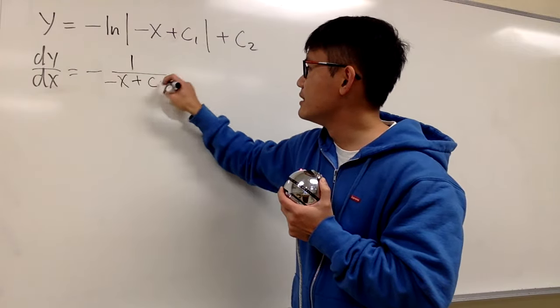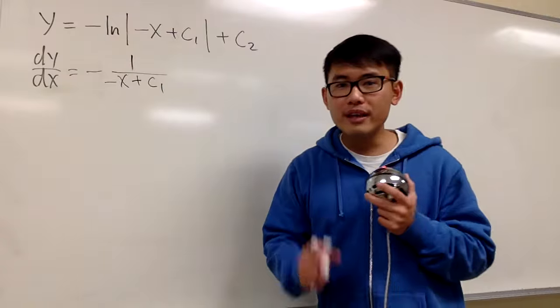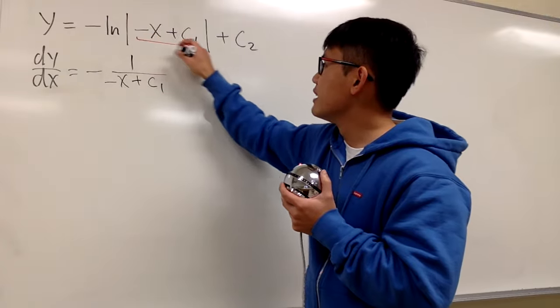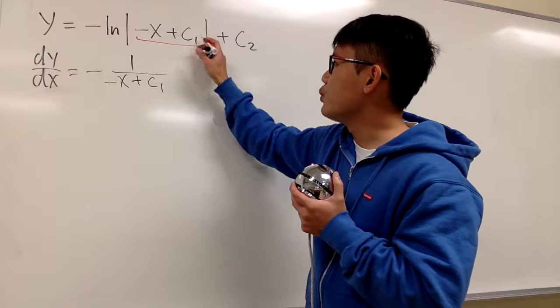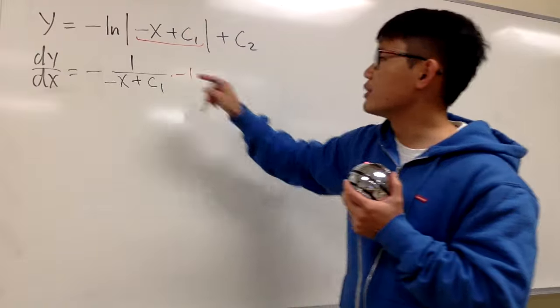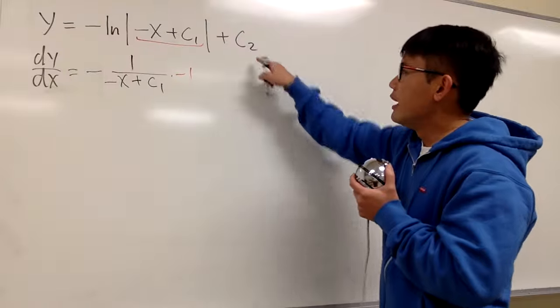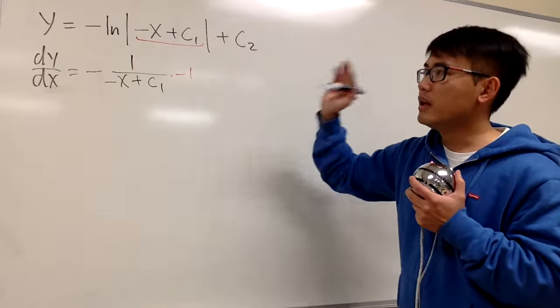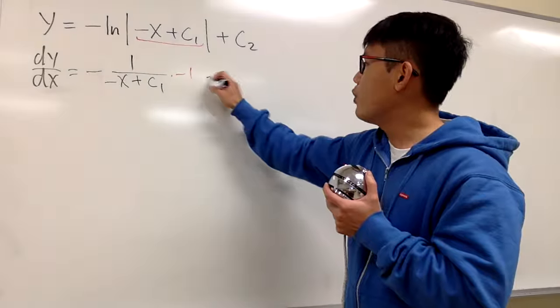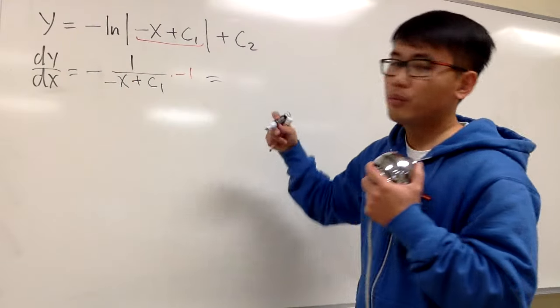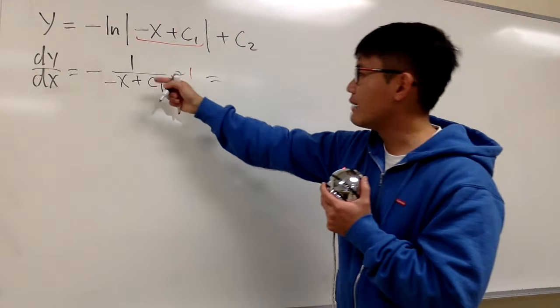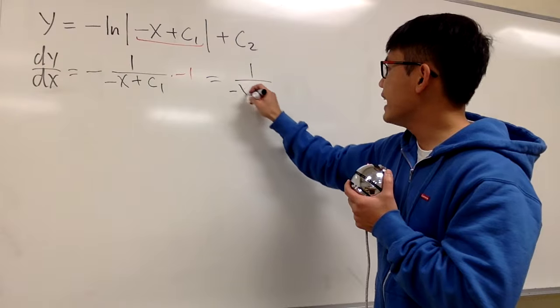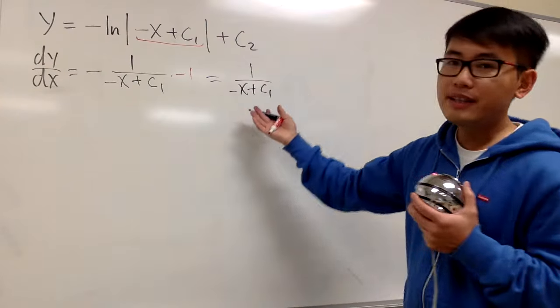-x plus C1. And don't forget the chain rule. Look at the inside. The derivative of negative x plus c1 is negative 1. So multiply by negative 1. And the derivative of c2 is a constant, so we will have 0. And this is pretty much it. Of course, we have negative, negative, we get positive, and we will have just 1 over negative x plus c1. And this right here is it.